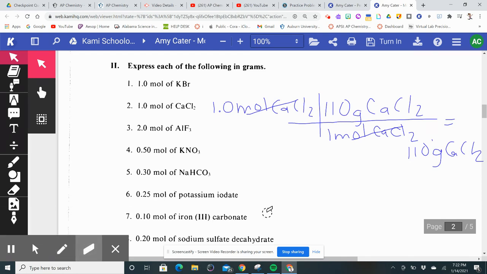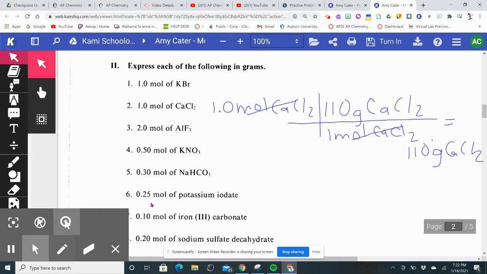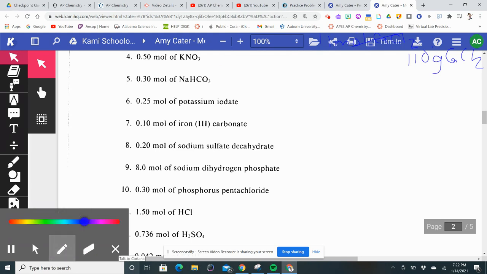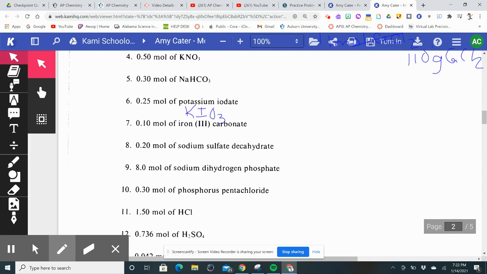On the ones where you are given the name, you'll have to do the same thing. You'll have to come up with the formula and then work it out accordingly. So this one, potassium iodate, would be K for potassium, and iodate is going to be IO3 for the polyatomic ion.